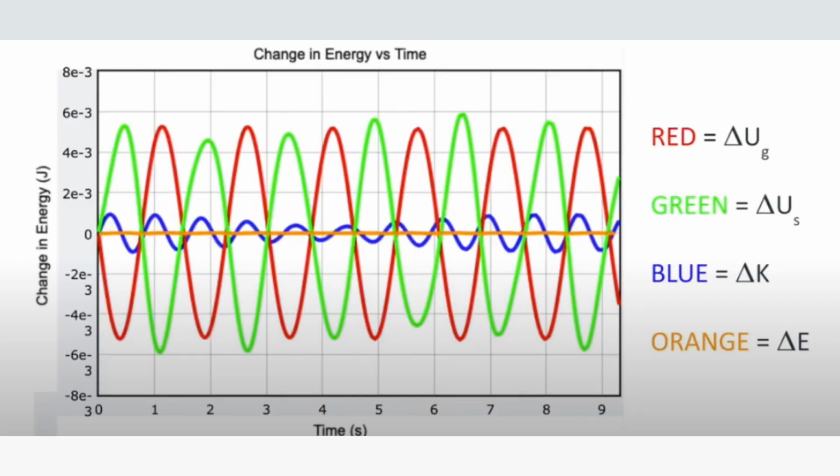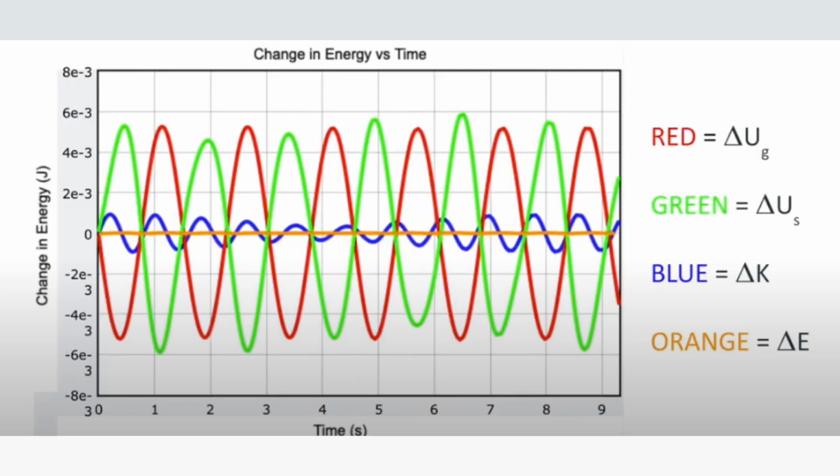The graph of the change in energy versus time, where in the red I have the change in the gravitational potential energy, and the green is the change in the spring potential energy. Blue is the change in kinetic energy, and the orange is the total change in energy.